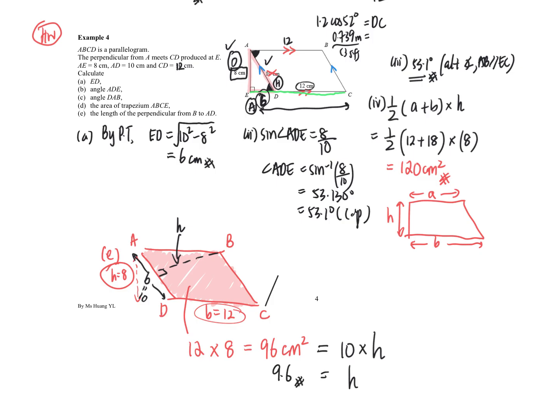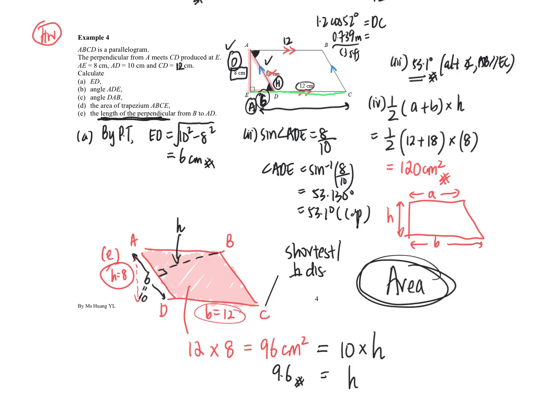Okay? So whenever they say perpendicular distance or shortest distance, think about area. Area is a good way to find the shortest distance or perpendicular distance. So this is the trend they like to test.